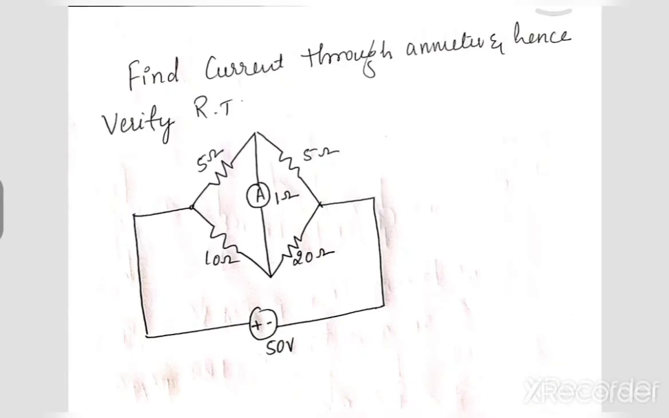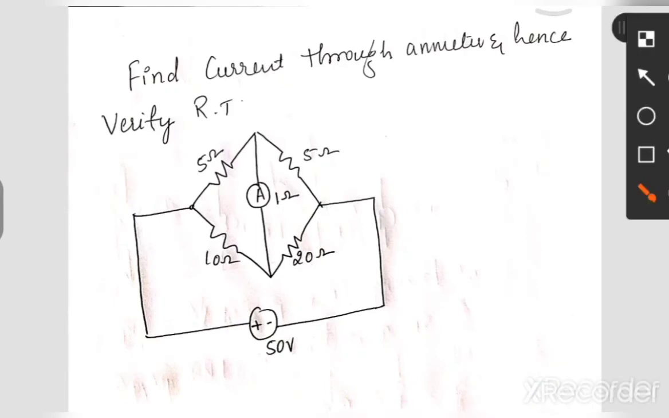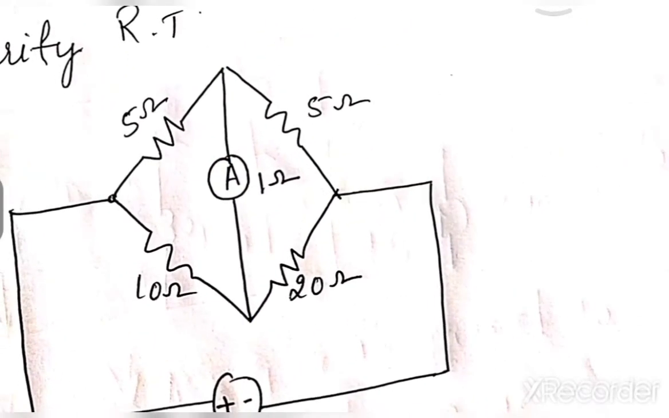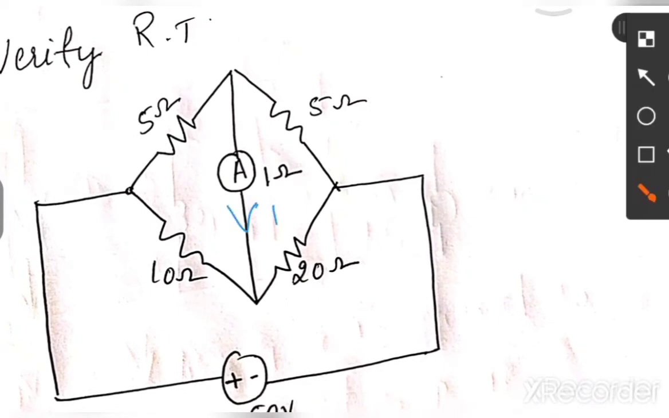See the other numerical. Find current through ammeter and hence verify reciprocity theorem. We are supposed to find out the current flowing through this ammeter and they have given its internal resistance as 1 ohm. So for this network we have a 50 volt source, and this is the response we have to calculate. Let's take its direction as Ix. Let's see if it is in this direction or in the opposite direction.